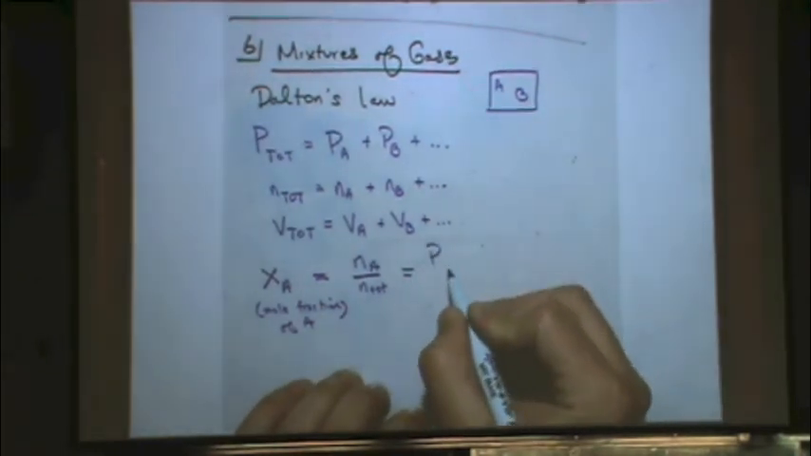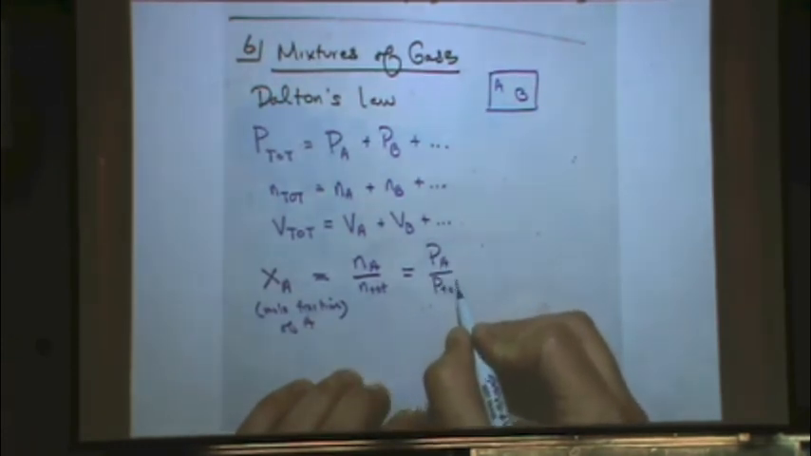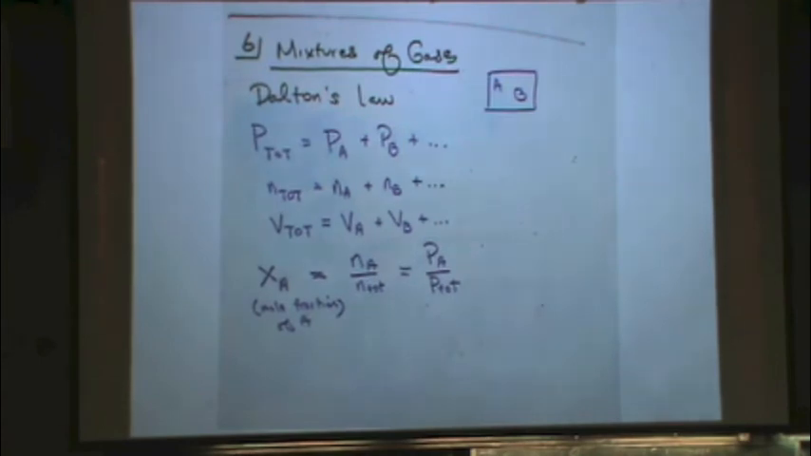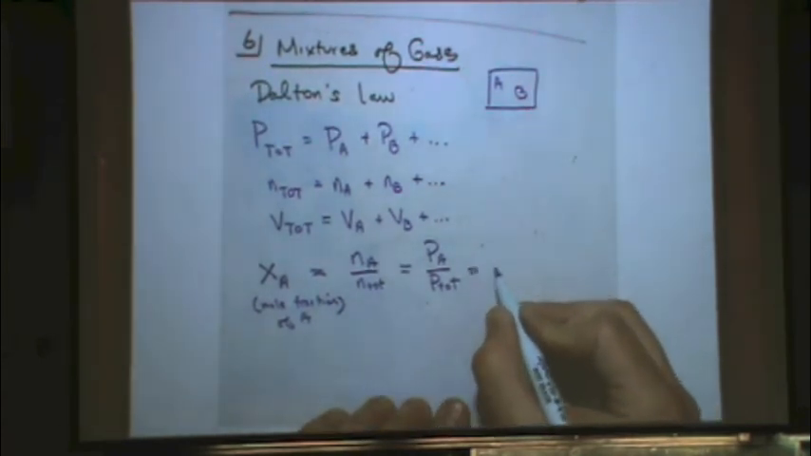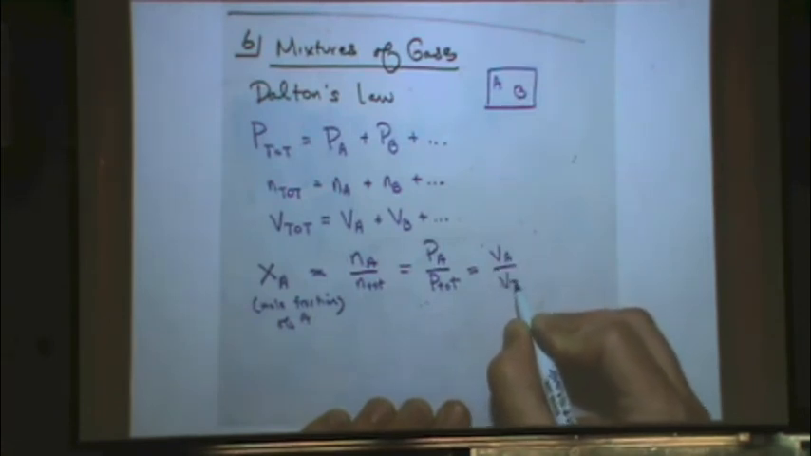But what's interesting now is we can do something else. We can say that's also the partial pressure of A divided by the total pressure. And now we're getting into Dalton's Law. And just one more I'll toss in there if you ever see it. It's also equal to the volume of A over the total volume.